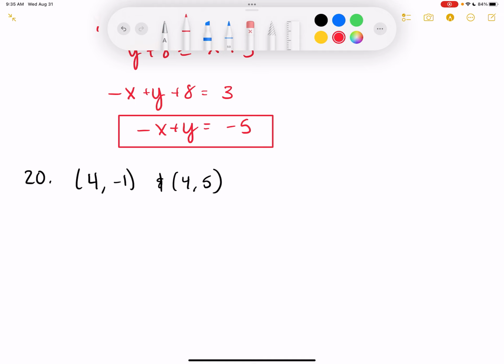Okay, so 5 plus 1 over 4 minus 4 equals 6 over 0. So it's, yeah, an undefined slope. So my equation of my line would be x is equal to 4.